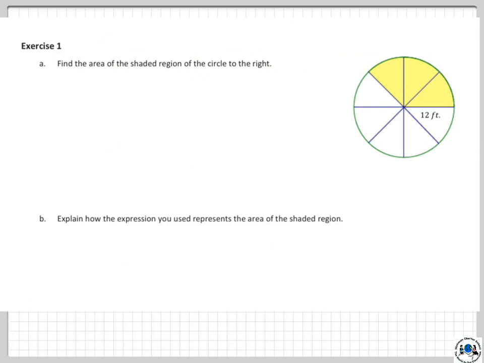All right, so here's exercise 1. We want to find the area of the shaded region of the circle to the right. Go ahead and struggle with that for a little while, maybe it won't be a struggle. Use what we just saw and did to help you out, and come on back and we'll solve it together.